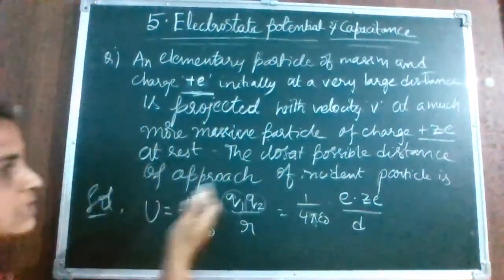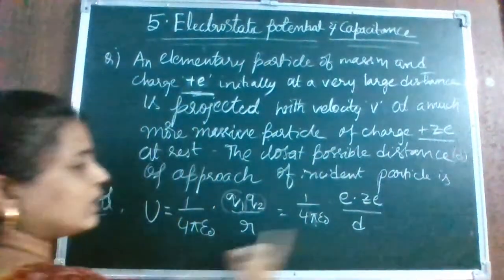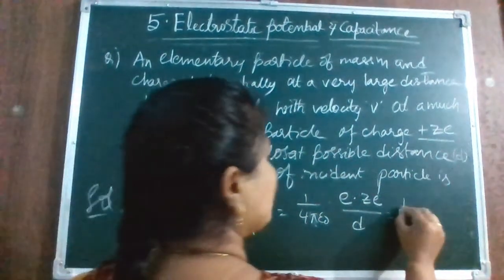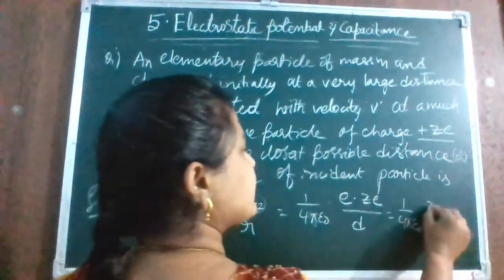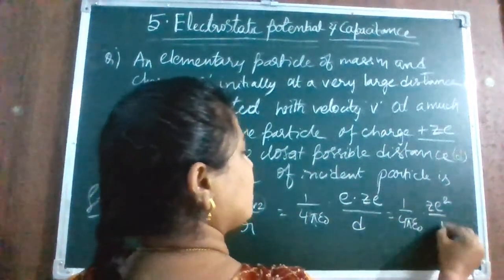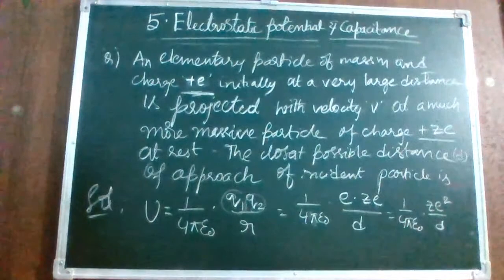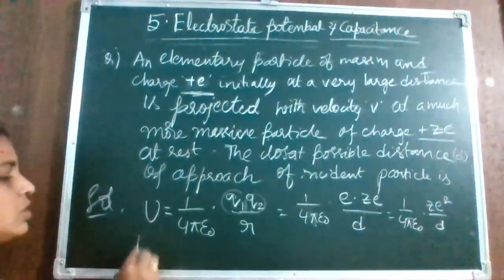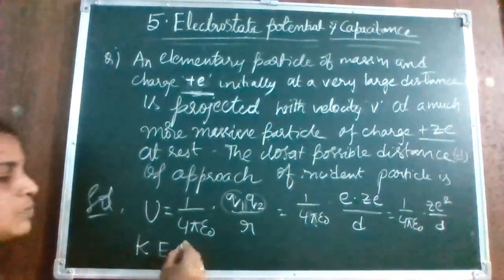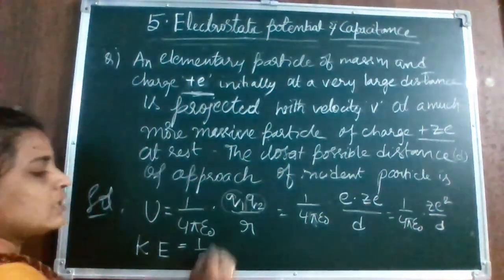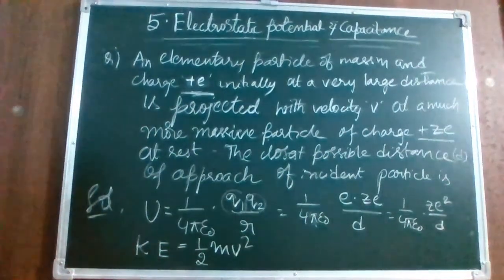He has asked the distance. So for the distance we have taken d, that is equal to 1 by 4 pi epsilon naught into Ze into e, Ze square by d. And also the particle will have some kinetic energy, as it is projected with some velocity v. So of mass m, it is half mv square.